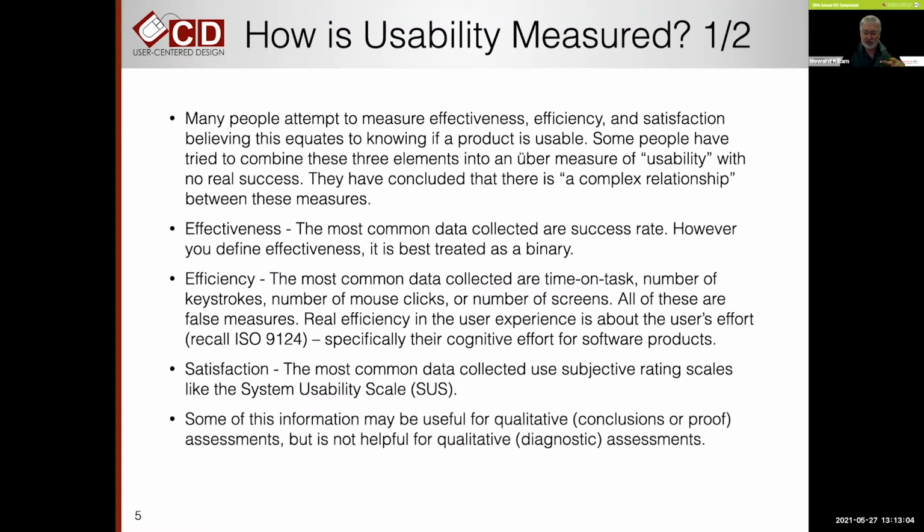But when you look at it from a practical standpoint, there's a way to view effectiveness and efficiency and satisfaction. And some of this information you will use if you're doing a quantitative assessment. I have qualitative in here twice, sorry.